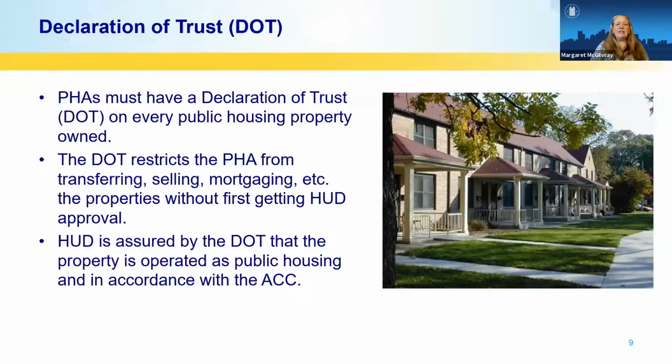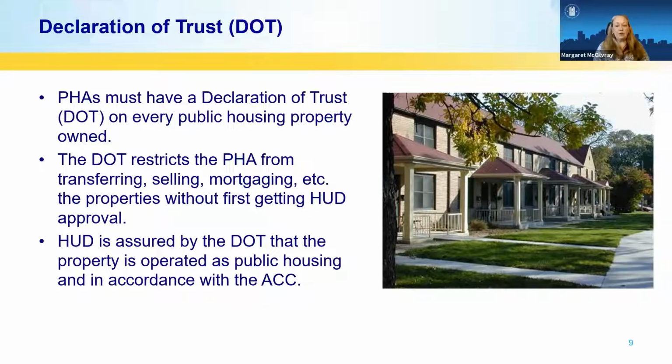Every entity that receives HUD assistance is required to maintain a declaration of trust against the property. A DOT is a legal instrument which grants HUD an interest in the public housing property. So the PHA owns the property. However, HUD has a definite interest and control over that property.